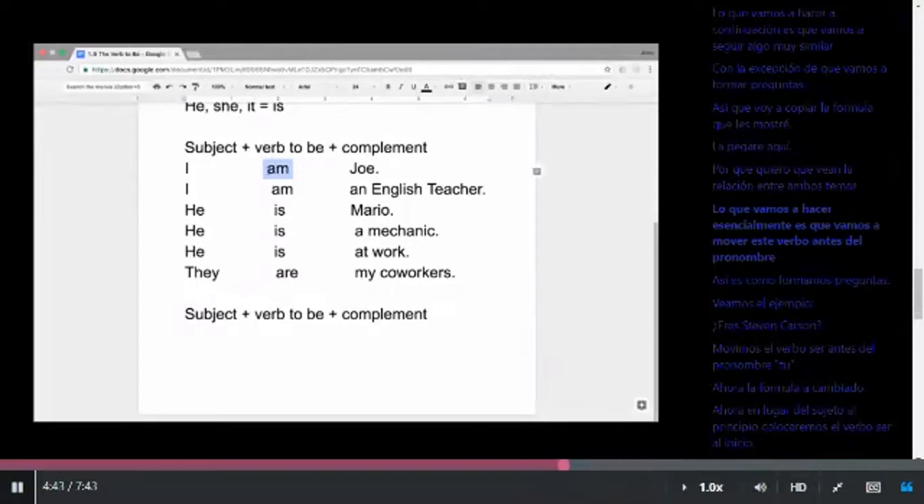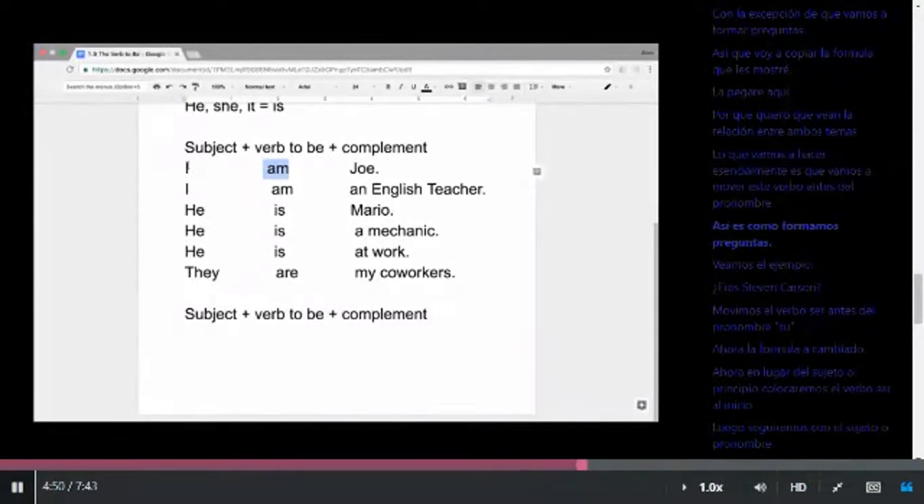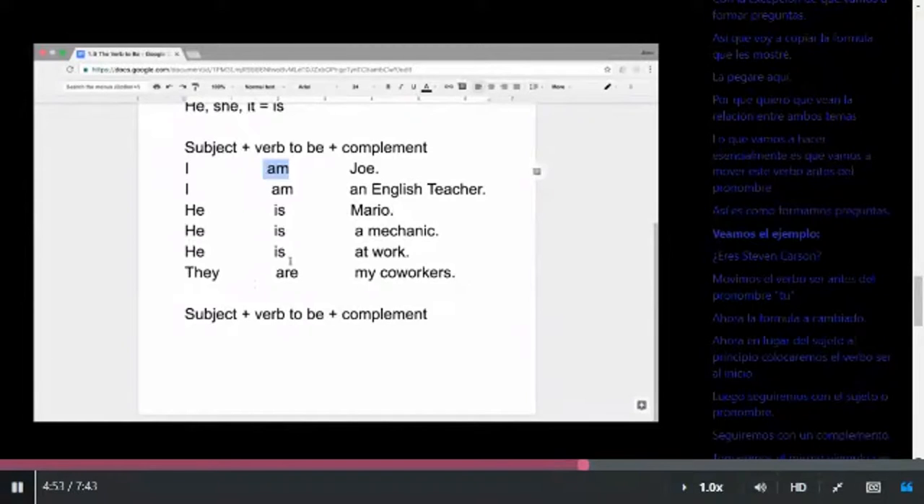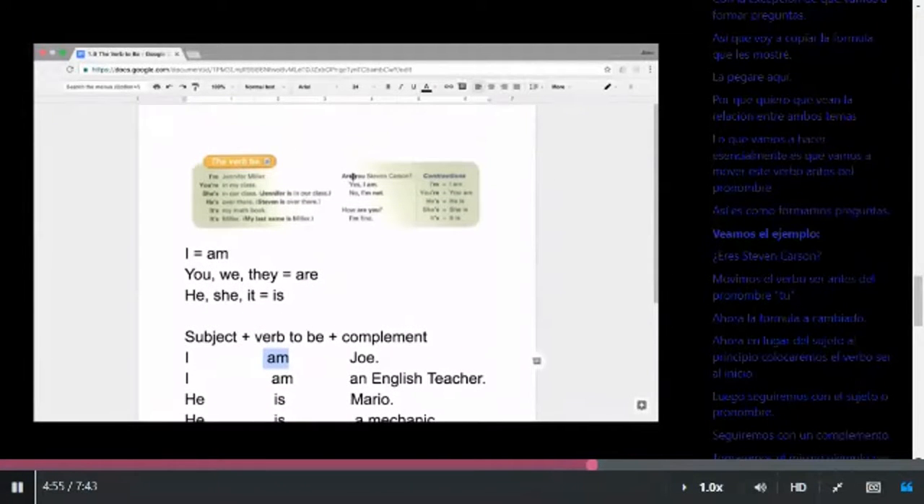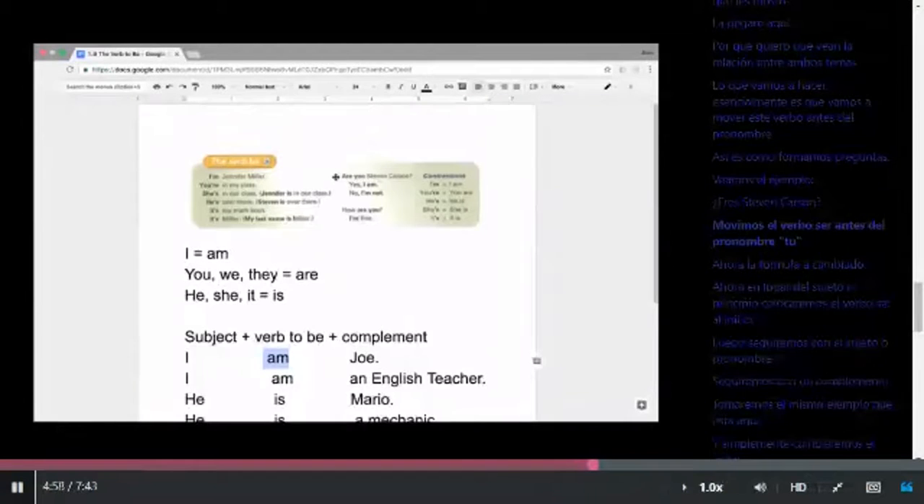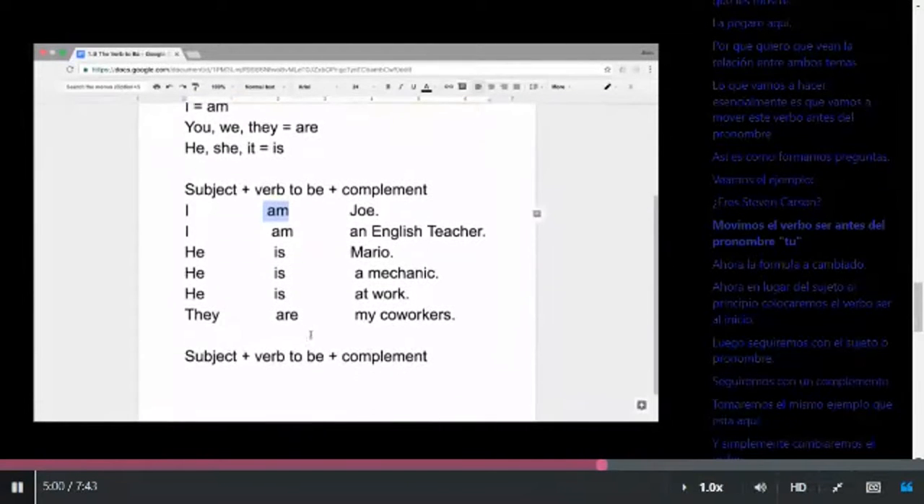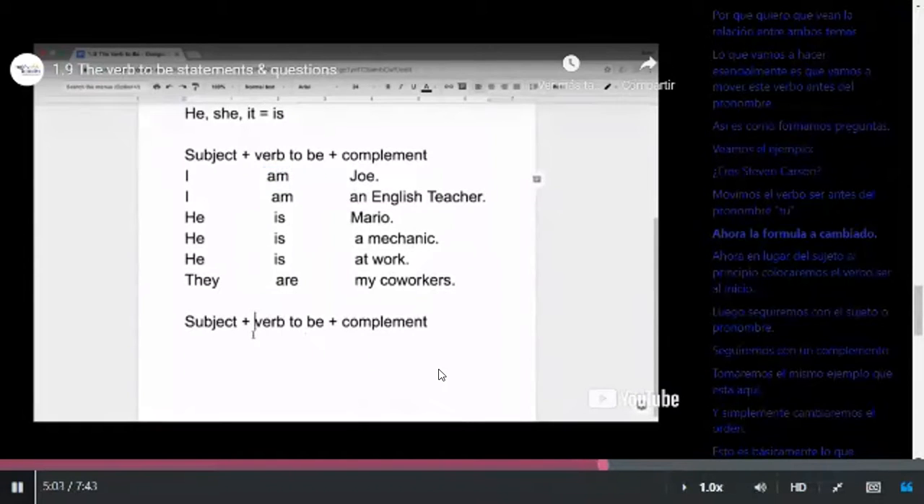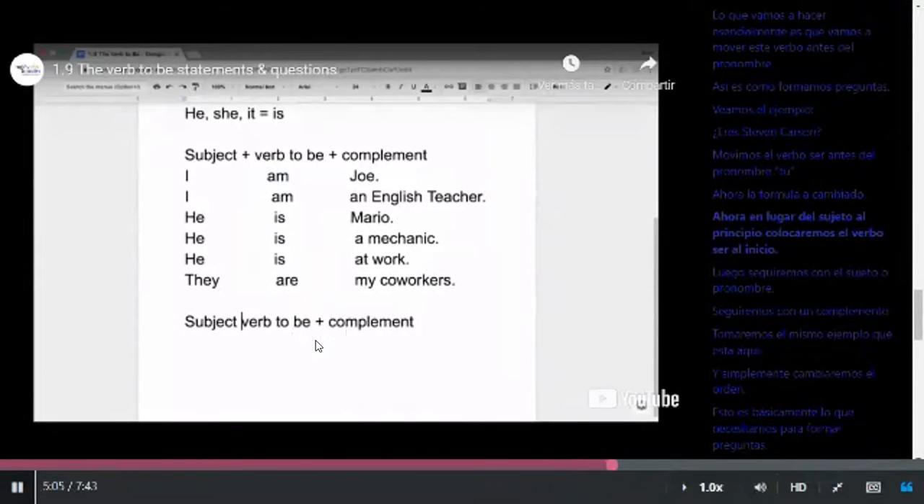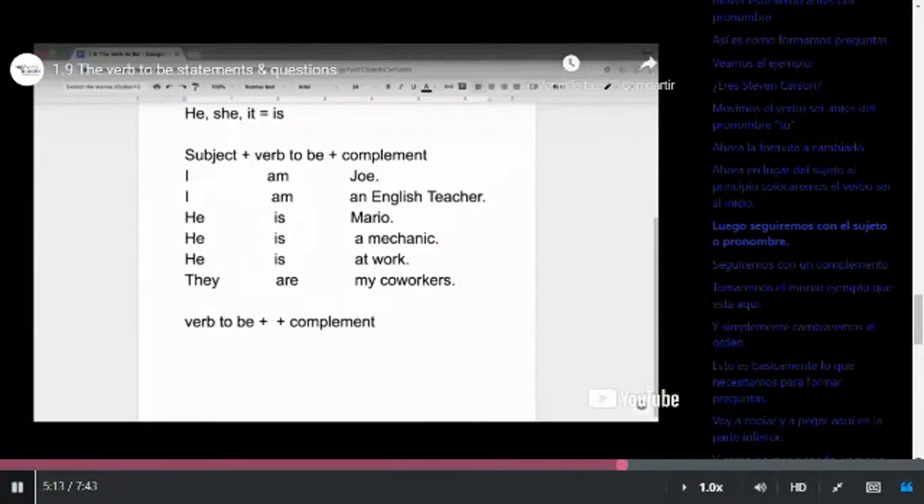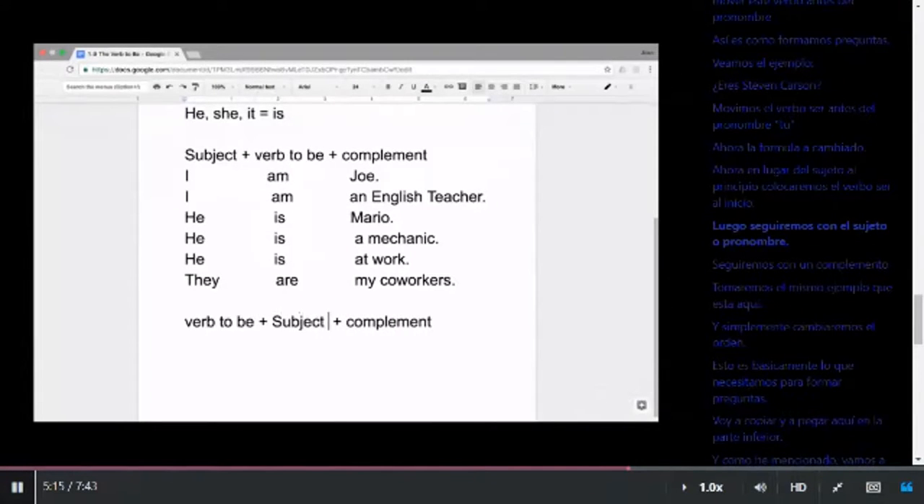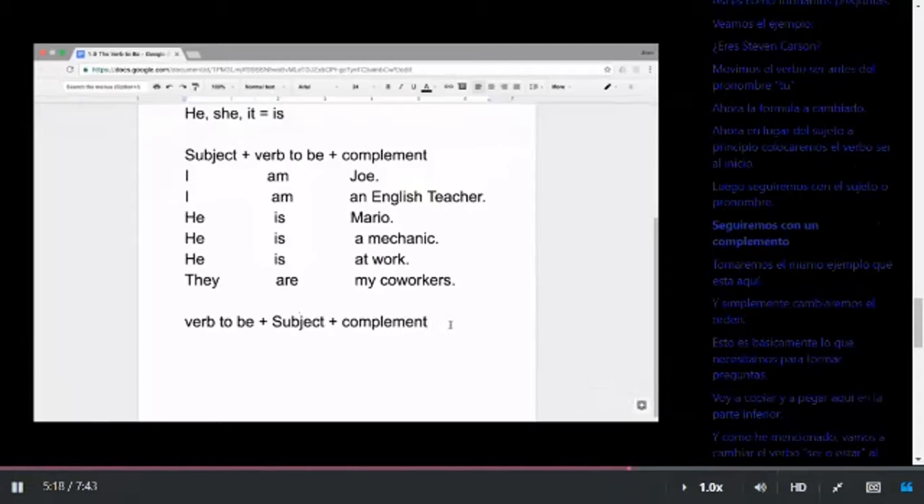What we're gonna do is essentially we're gonna move this verb to be before the pronoun. Right? So we're gonna move this verb to be before the pronoun, and that's how you form questions. So look at the example. Are you Stephen Carson? We move the verb be before the pronoun you. Okay, so our formula needs to change. Now, instead of the subject at the beginning, we say that that's the verb to be at the beginning. And that's the subject or the pronoun. Okay, and then it's going to follow some kind of complement.